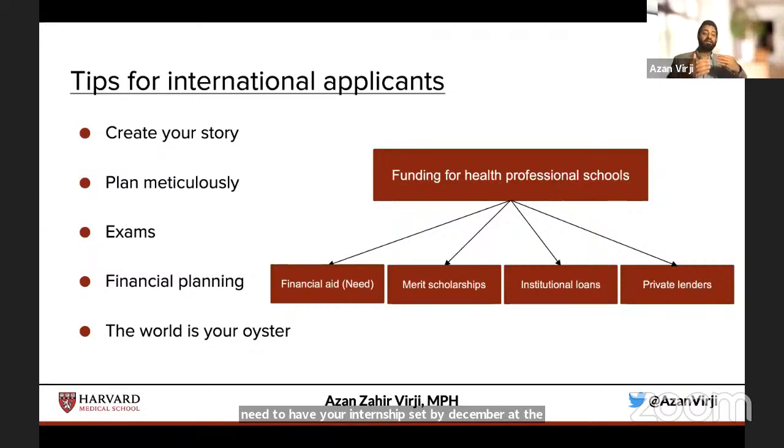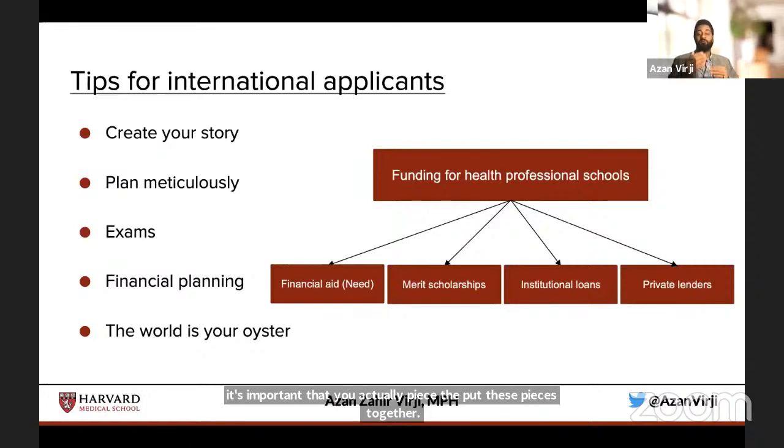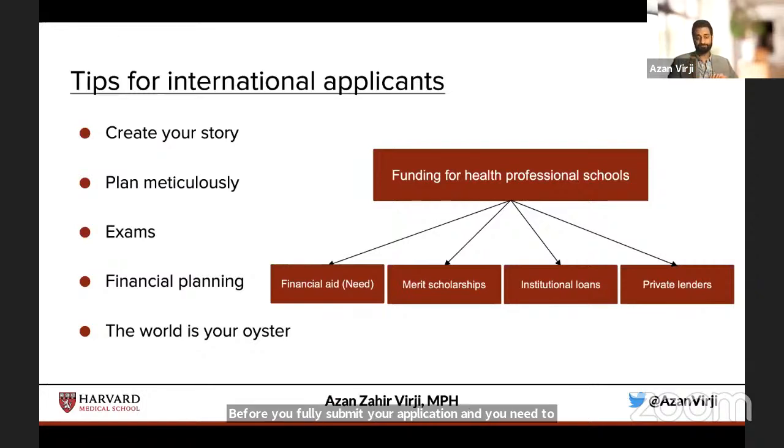So you've got to be thinking about this. You need to plan what your next steps are going to be. What is your next year going to look like? What classes are you going to take? When you graduate from college, are you going to take a gap year? Are you going to do research? What is lacking in your application? Do you have enough research, volunteering, shadowing? All these different components are important to apply to medical school. And it's important that you actually put these pieces together before you fully submit your application. And you need to plan way in advance when you're going to do these things.